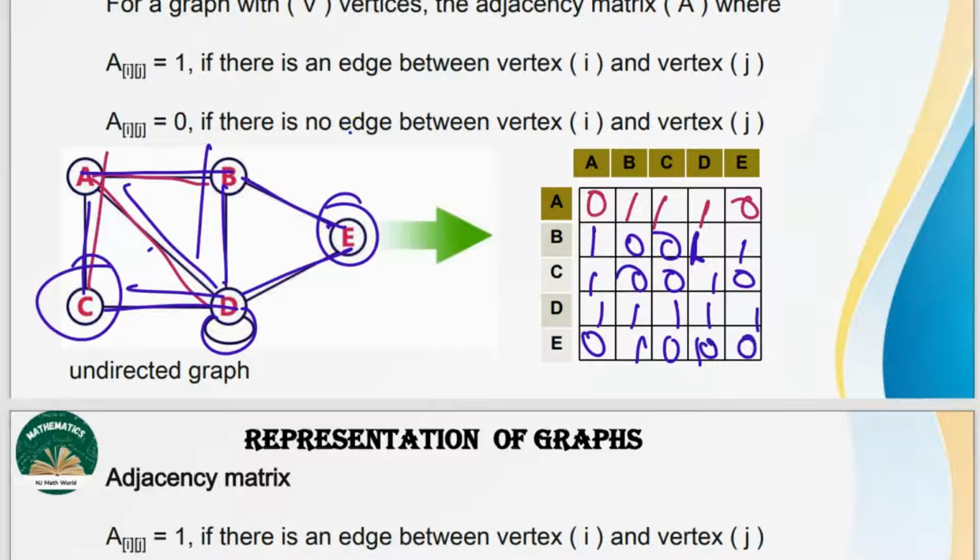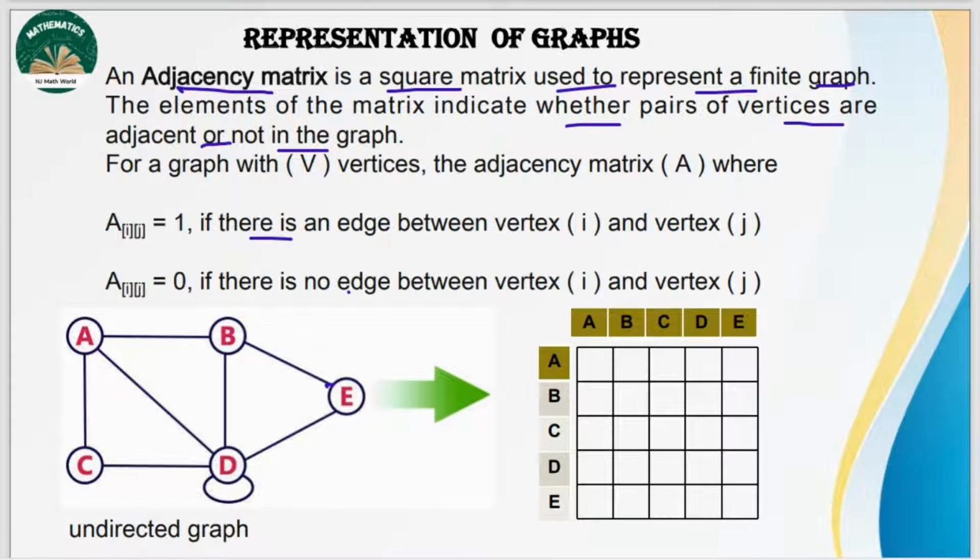So this is the way how you represent the adjacency matrix for a given graph, by using the data given in the graph. If there is an edge between the vertices, it is 1, and if there is no edge, it is considered to be 0. So here let me check.